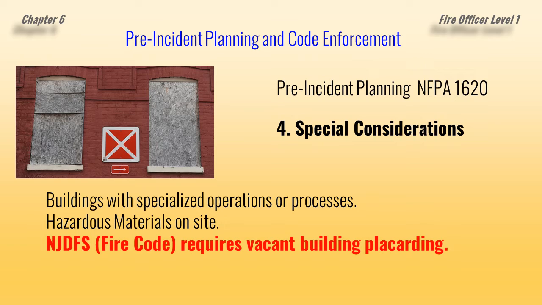Now in the picture to the left, you see this cross on the building. Under the New Jersey Fire Code, that's required for vacant buildings. So it's vacant building placarding. If you look at the X, that X is telling us that we shouldn't go into that building. There are too many hazards. The floors are rotted. There may not be any floors. There's a collapse hazard, things like that.